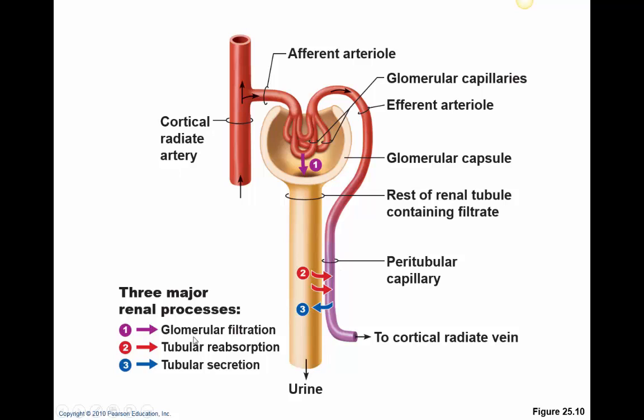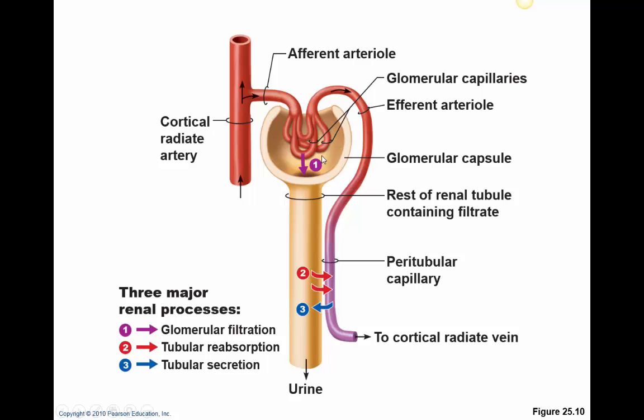So glomerular filtration, we talked about, is that movement from the glomerulus, from the blood, to the Bowman's capsule. That is really a passive process in the sense there's no active transport. We're simply squeezing the plasma out without any selective means. We're just squeezing it out based on pressure differences.